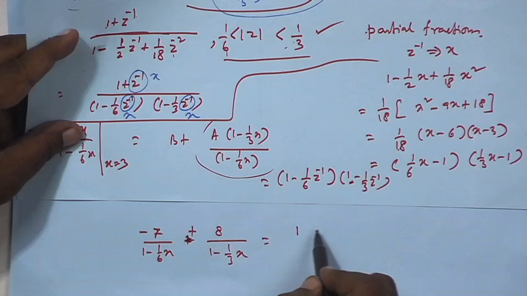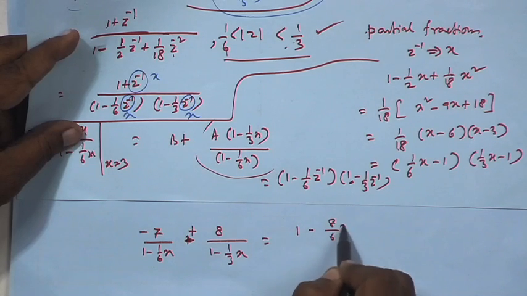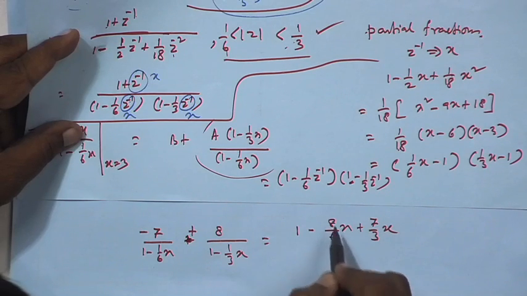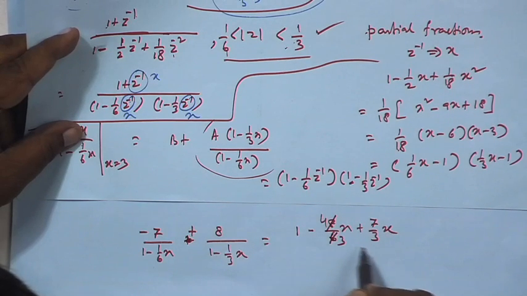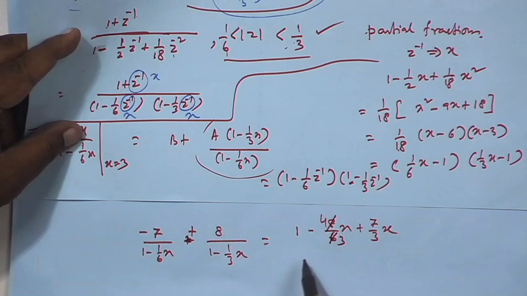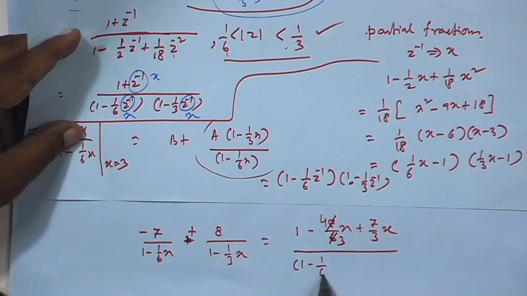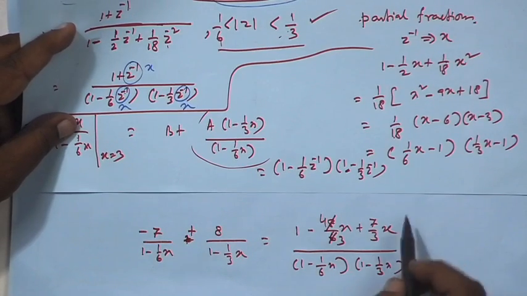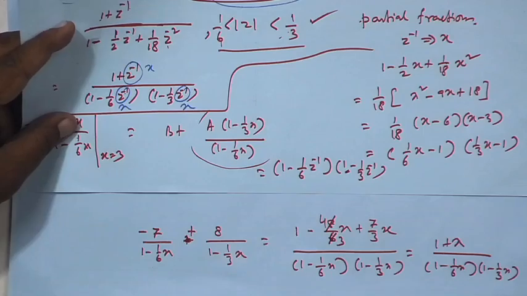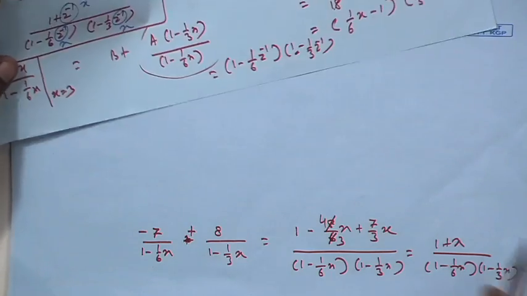So, you get 1 and then minus 8 by 6 x plus 7 by 3 x. 8 by 6 is 4 and 3. So, minus 4 by 3 plus 7 by 3. So, basically plus 1 divided by this, which means you get back your 1 plus x divided by, all right. So, now you replace z by z inverse.